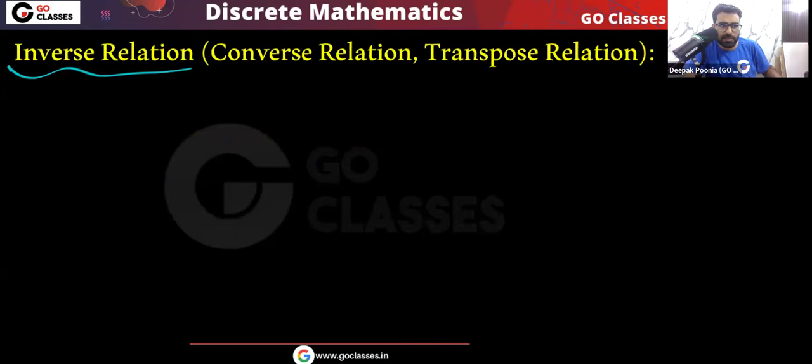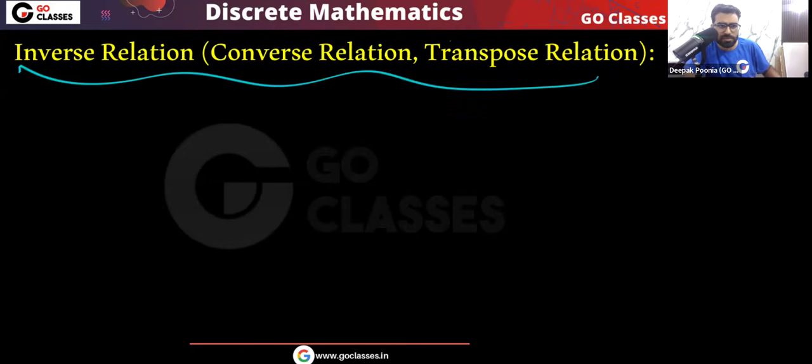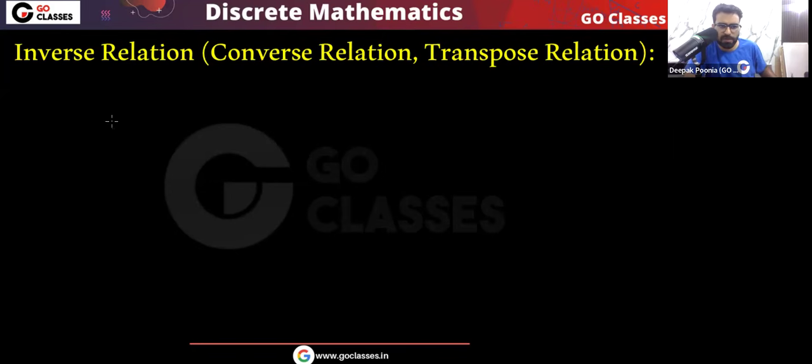Inverse relation simply means inverse of a relation. Means you have a relation, then you are finding the inverse of that relation. Or converse relation means you have a relation and you are finding the converse of that relation. Similarly, transpose relation means you have a relation and you are finding the transpose of that relation. All these are the same concept, different names for the same concept. Okay, so let's assume we have a relation R on base set A.